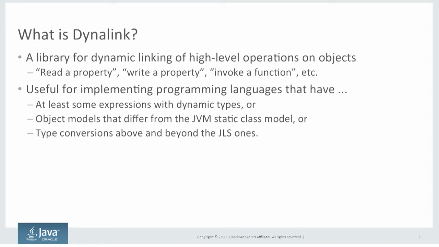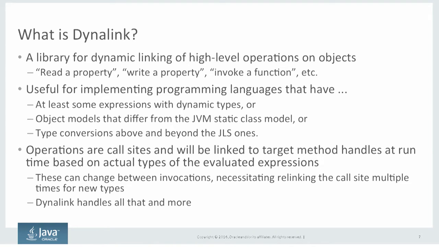Also, when there are sometimes implicit type conversions that go beyond what the Java language specification imposes in terms of coercions, Dynalink might be worth a try. Operations in the Dynalink context are represented as call sites, and will be linked to some method handle at runtime. It's all dynamic. And Dynalink will take into account whatever contextual information the invocation carries.